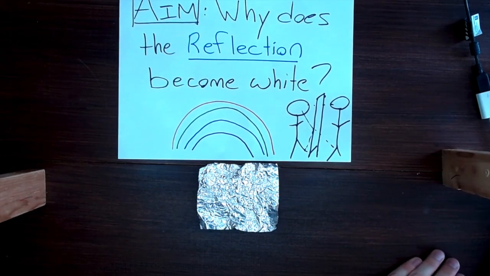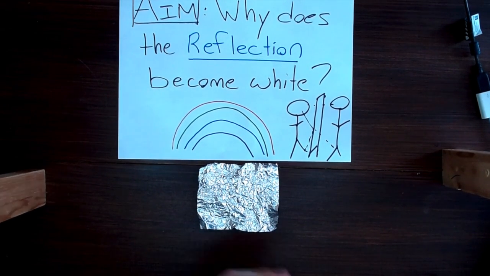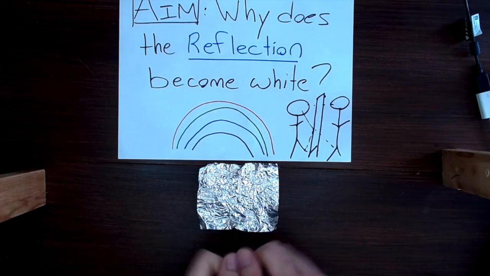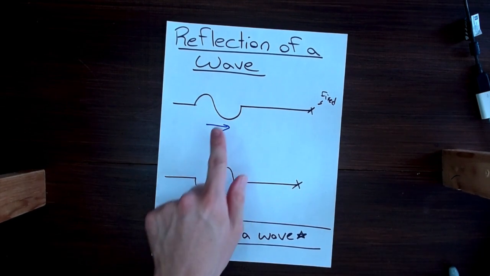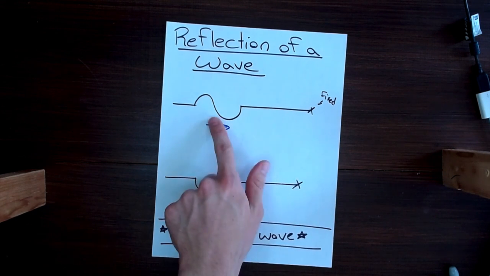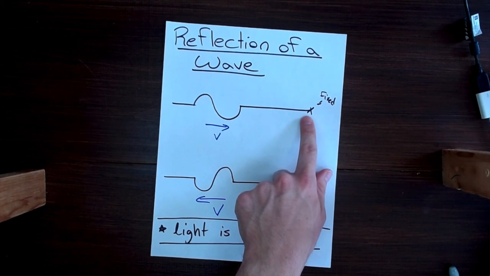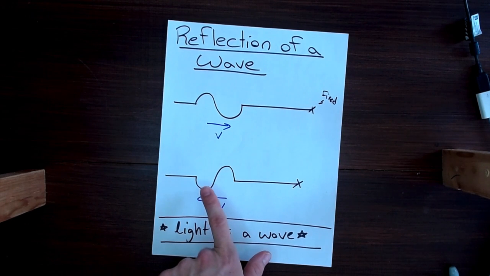Okay, so here we have that piece of aluminum foil from before, and just a reminder of what that aim was. Why does the reflection become white when I crinkle the paper up? So let's get into the lesson itself. To start, I want to very quickly discuss the reflection of a wave. We should recall that when a wave travels towards a fixed boundary, the wave will interact with that boundary. The boundary, due to Newton's third law, action-reaction pair, will cause the wave to flip over and then travel in the opposite direction.